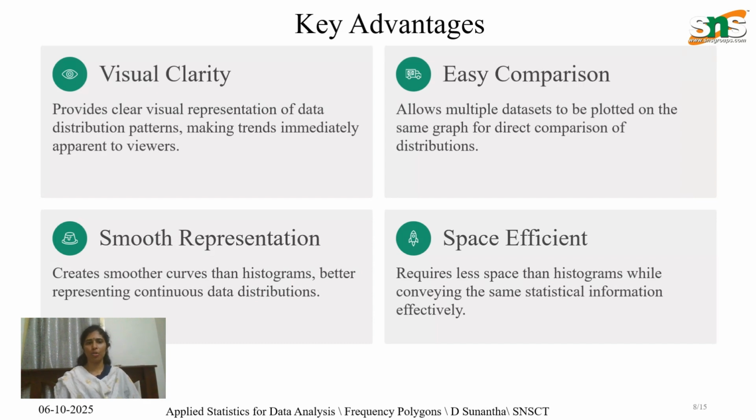Next, the key advantages of this are visual clarity. This provides visual clarity using distribution data patterns, making trends immediately apparent to viewers. Next is easy comparison, which allows multiple data sets to be plotted on the same graph for direct comparison of distribution. Smooth representation: the frequency polygon creates smoother curves than histograms, better representing continuous data distributions. Next is space efficiency: it requires less space than histograms while conveying the same statistical information effectively.